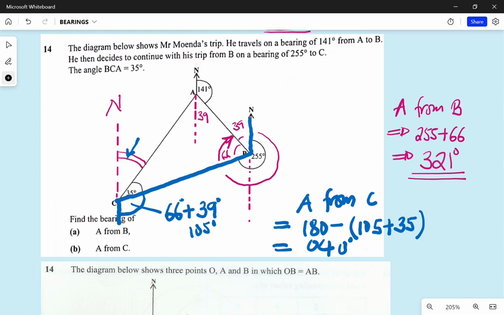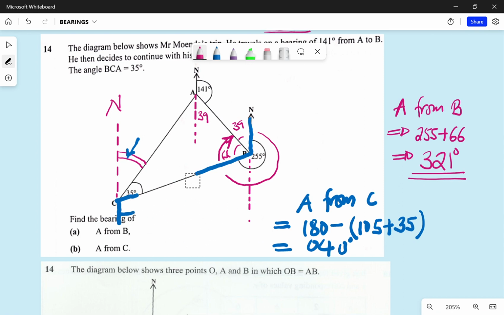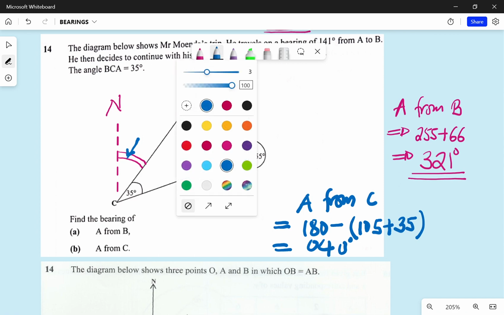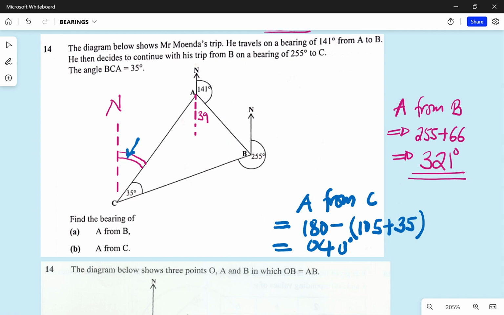So let's just have this pen there. Allow me to clear this so we can have something clean there. So the bearings are going to give us 321 degrees there and 040 degrees there.